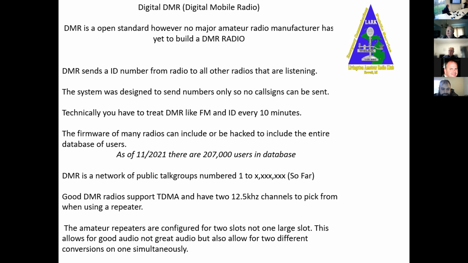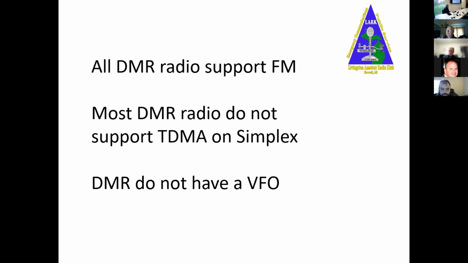So amateur repeaters are configured for 2 slots, not 1 large slot. This allows for good audio, but not great audio, on 2 different conversations simultaneously. Does that make sense to everybody? Okay.